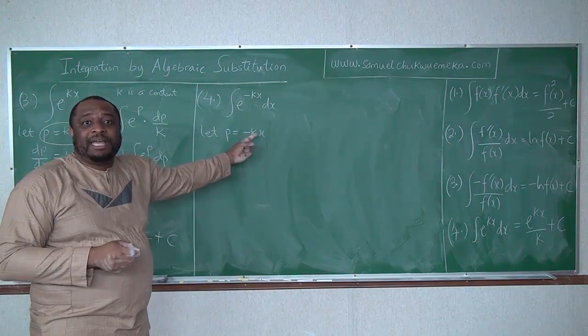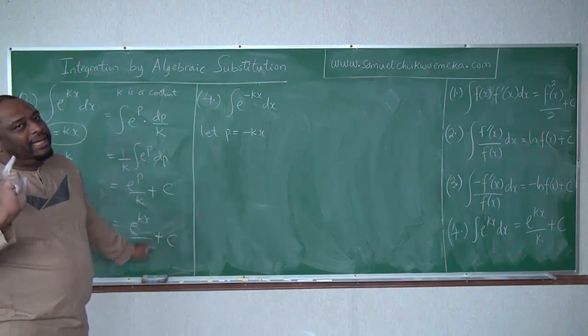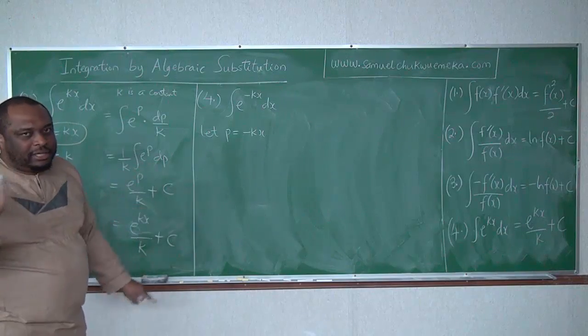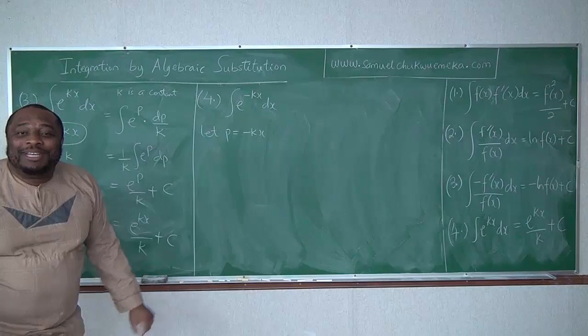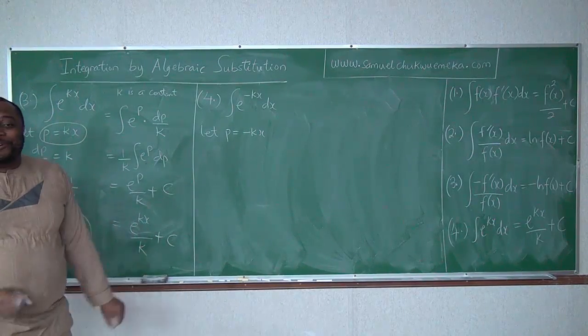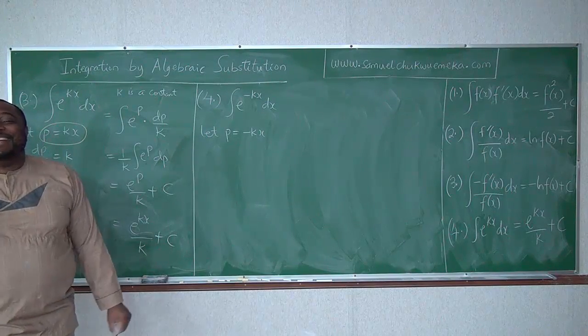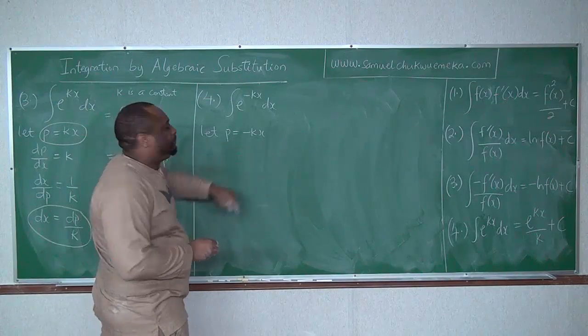And when we do more, if you have substituted p equal to kx instead of negative kx, you will find out that you will be stuck here. And please, I hope you don't think that the derivative of e to the negative p is e to the negative p. No! That is not what you learned in derivatives. So, you have to use this substitution here.